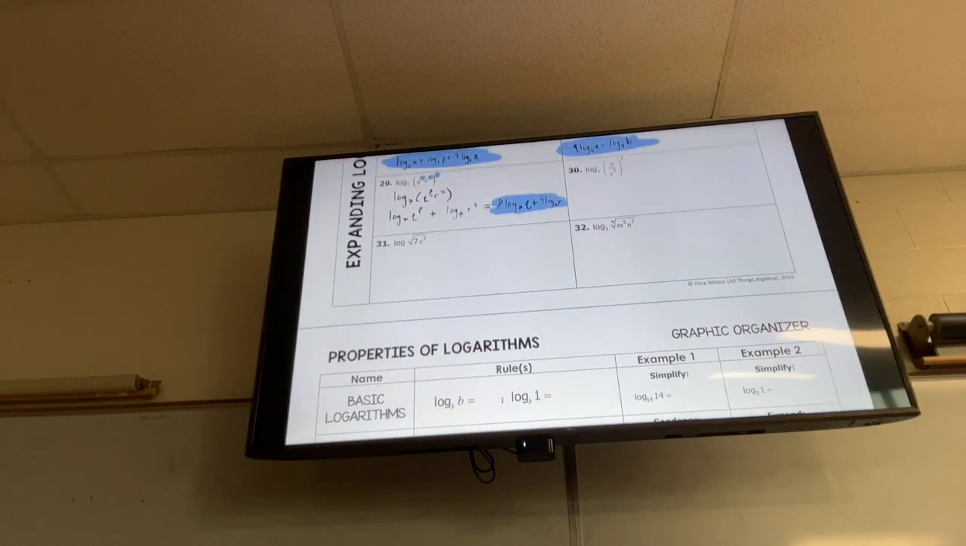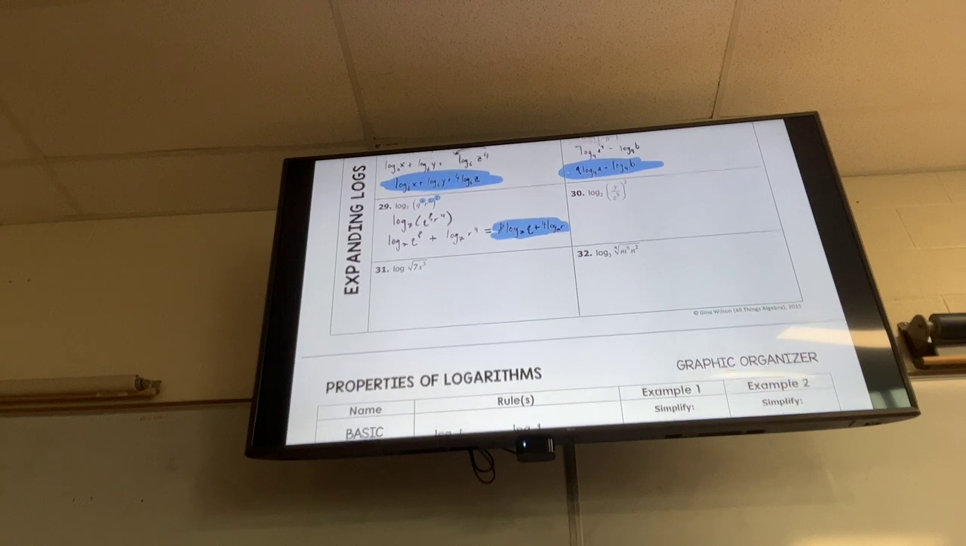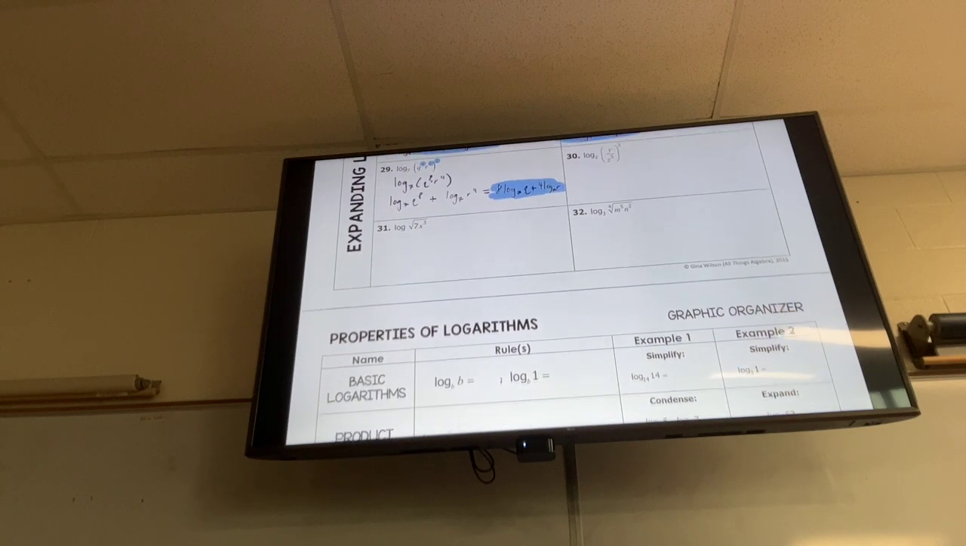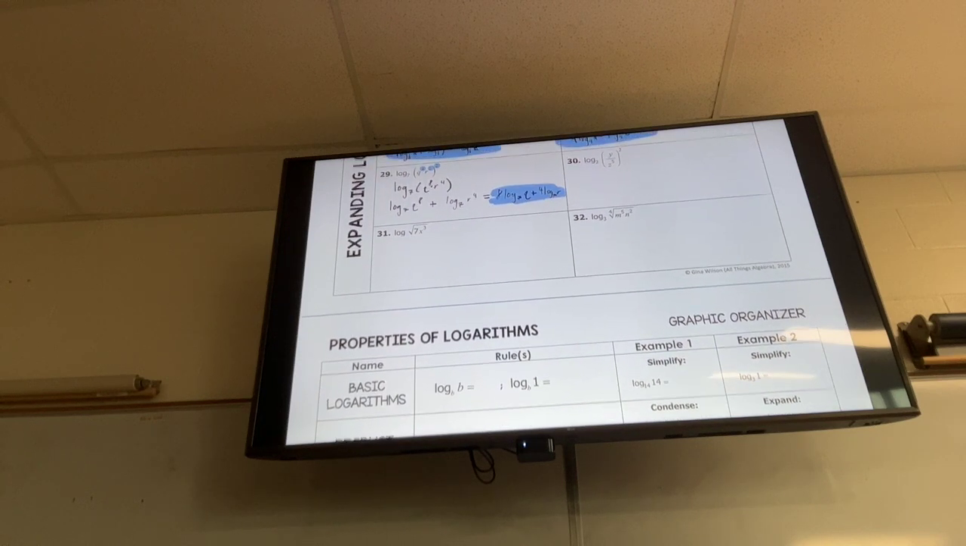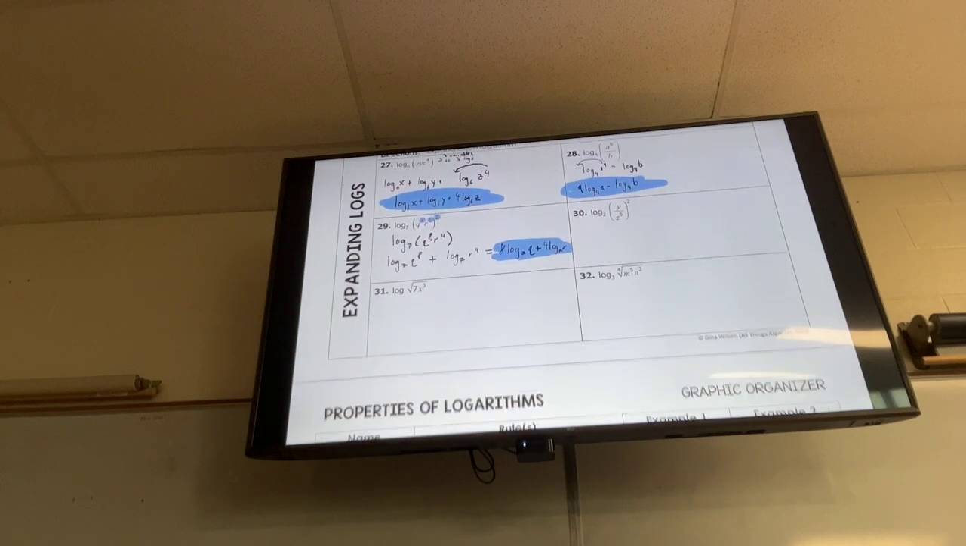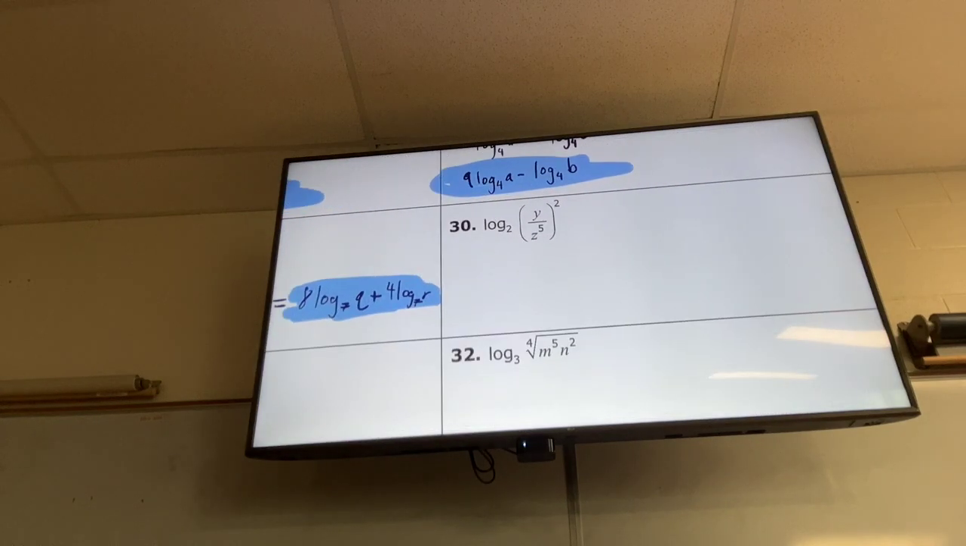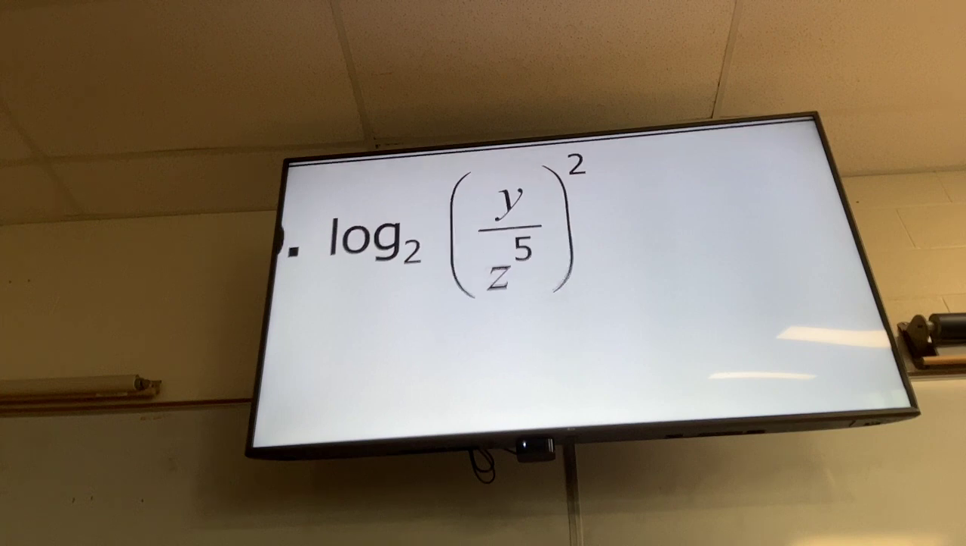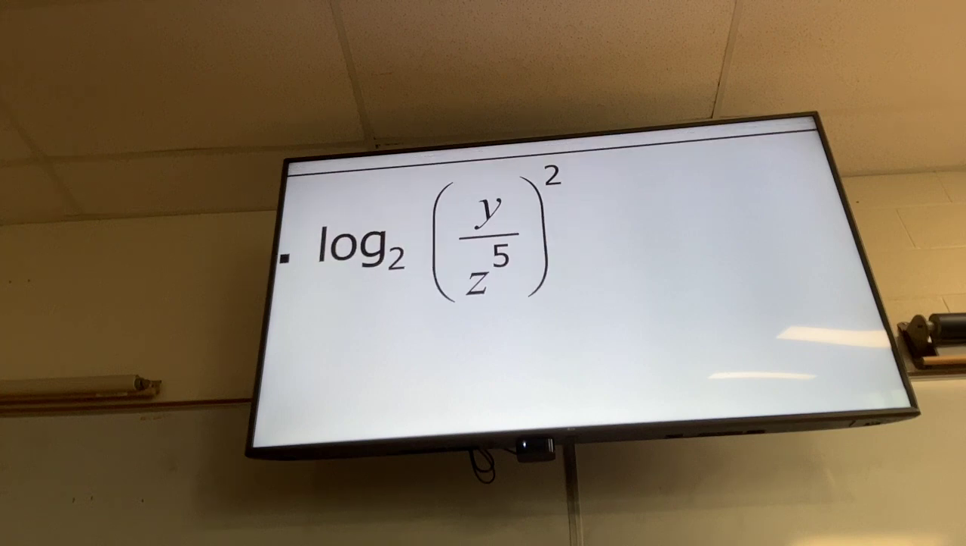Questions, comments, concerns? Okay, this one right here, what do I want to do first to make it easier on myself? y over z to the fifth, a fraction raised to an exponent. How do I deal with a fraction raised to an exponent?